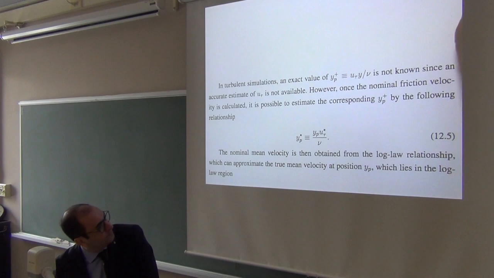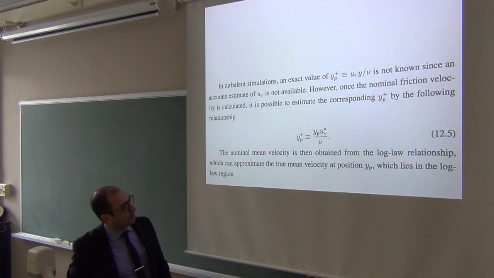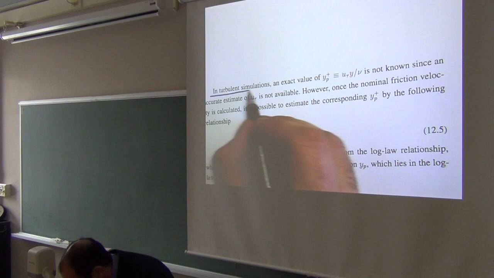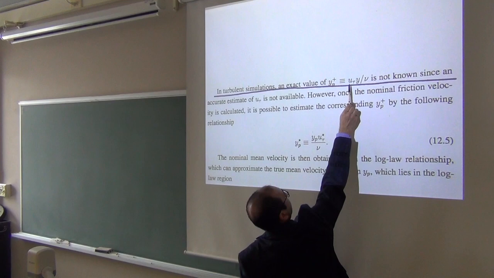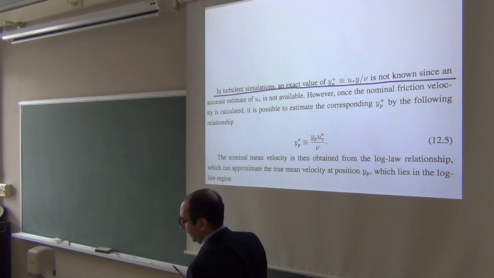Next step is to define a nominal y plus, or y star, if you will. If you remember from last lectures, in turbulence simulations, an exact value of y plus is not known precisely because we don't exactly know the friction velocity. Remember, y plus needs a friction velocity for its calculation. But as I said, it's hard to know the exact friction velocity. So you don't have an exact y plus either.